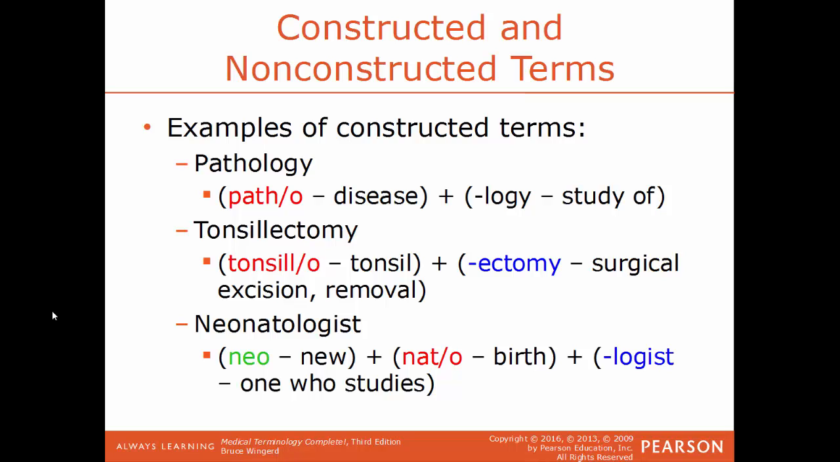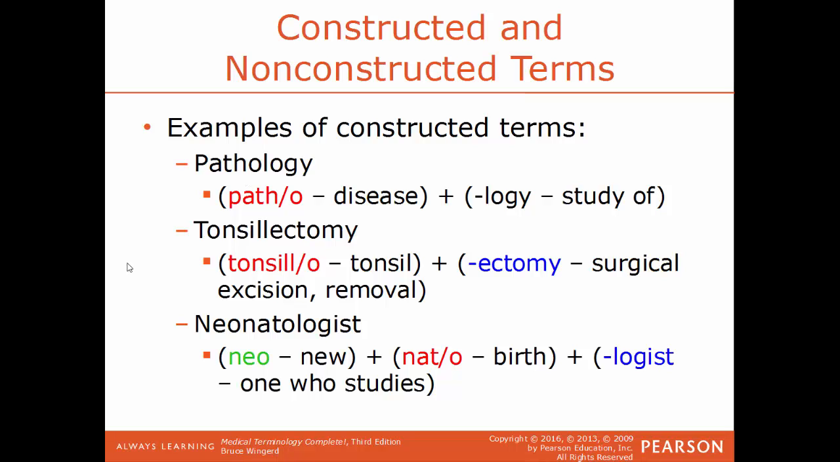For example, pathology. The first part of that word, path or patho, means disease. And the last part of that word, logy, means the study of. So pathology literally breaks down into the study of disease, pathology. So you're taking this part plus that part, and you are constructing the overall new term of pathology. That's what constructed term means. Taking part 1 plus part 2 plus part 3 or even more and making one new term.